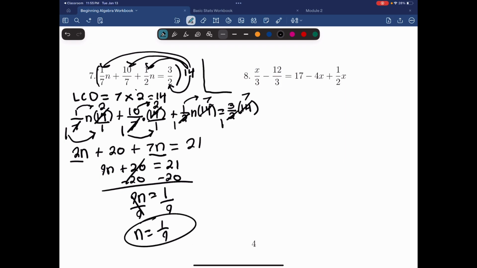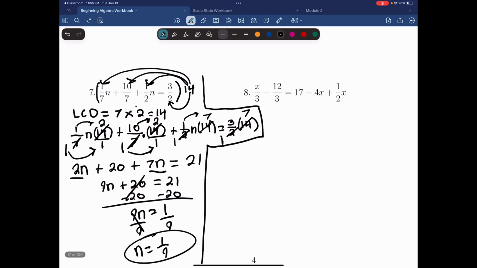Now looking at example 8, we are going to use the same exact process as we used for example number 7, where we first find our least common denominator, multiply the whole equation by our least common denominator, so all of our fractions cancel, and we get an equation similar to this. So knowing that, I encourage you to pause the video and try example 8 on your own. See if you understand this concept. And assuming you have worked through it, let's go through it together.